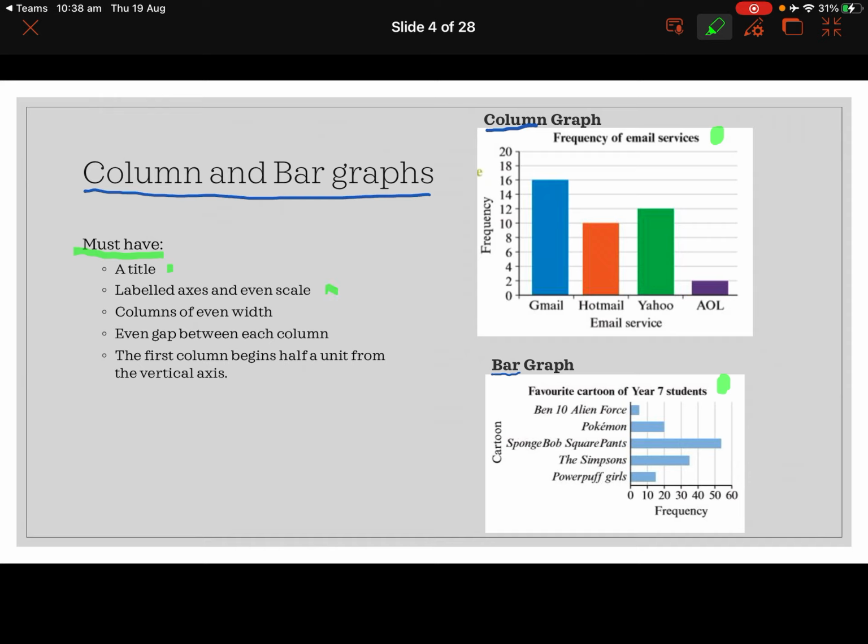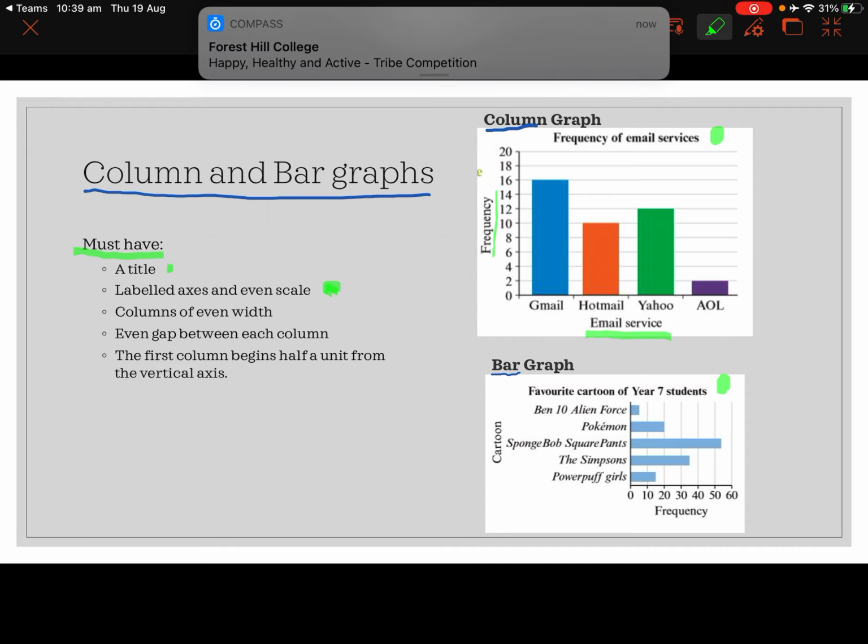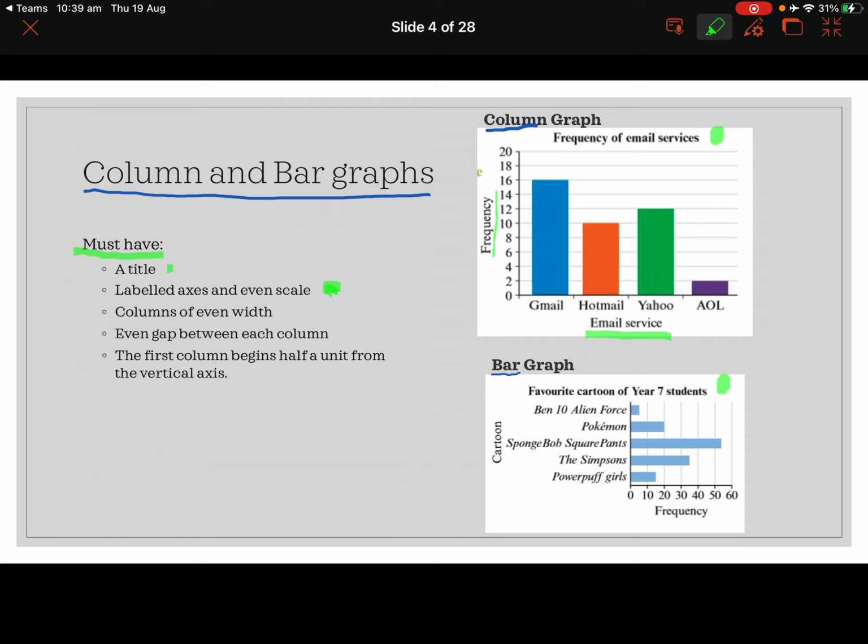Then we've got label your axes and an even scale. For this one, I've labelled that one email service, and this is our frequency. An even scale means our little numbers are going up by 2s: 2, 4, 6, 8. It would be a problem if it was going 2, 5, 8, 9, 10, 14. You can't just put any numbers you like. It has to be an even scale. You can go up by 3s, you can go up by 5s or 10s, as long as it's even.